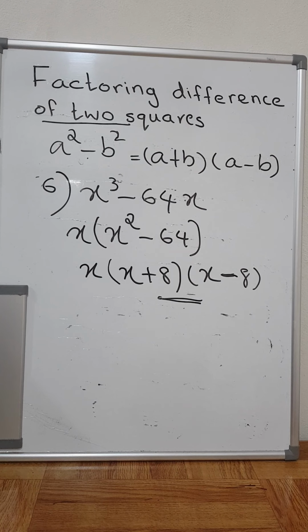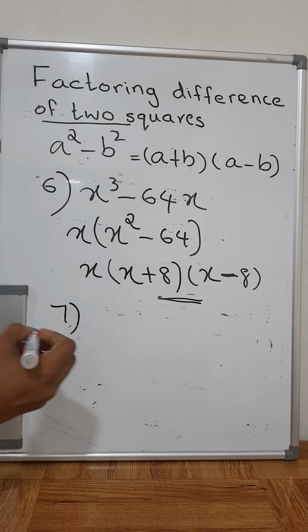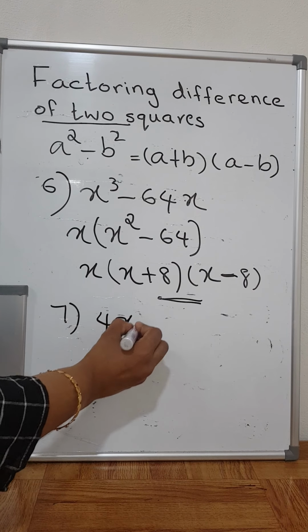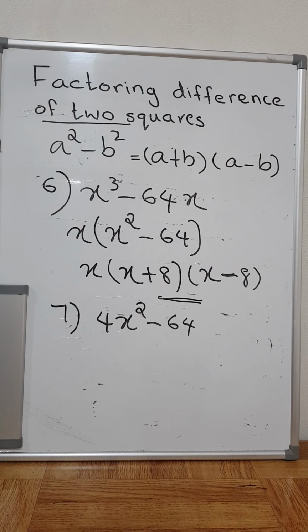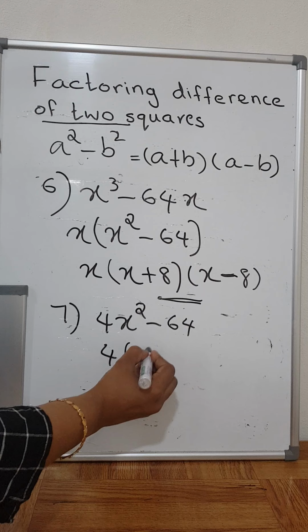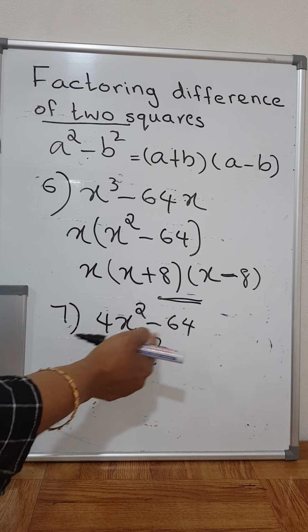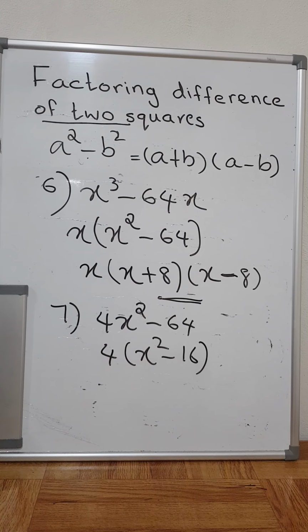Now let's see the next question. Seventh one. 4x square minus 64. Here we can see we have a common factor, that is 4. So before trying to factorize, take the 4 out. So 4 times x square, when you take 4 out from 64, 16 will be remaining. 4 times (x square minus 16).